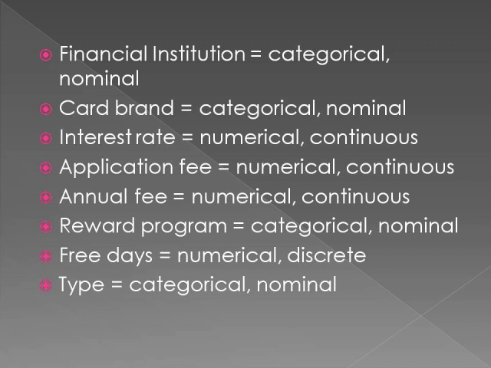Reward program, well this was categorical, we just had the yes no, so it is nominal, there is no inherent ordering. Free days, it's numerical, and we're not going to be having half a day, so we can treat this numerical data as discrete. And the last column, type, well it's categorical, and it's also nominal in that there's no inherent ordering.